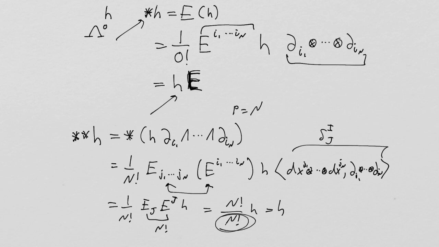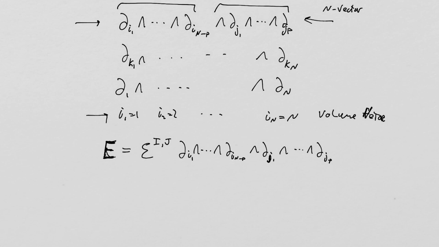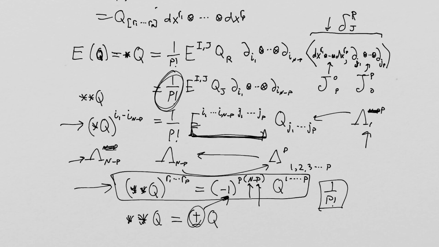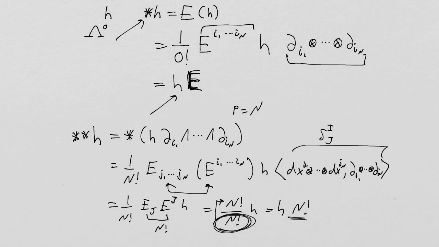So you see, if you didn't have this n factorial in the denominator, the double dual would end up as n factorial times h. That's an example of why this normalization is so important, because we want this double dual to end up like this. Okay, so that's the double dual of a function. And with that, I think we've basically made our explanation.